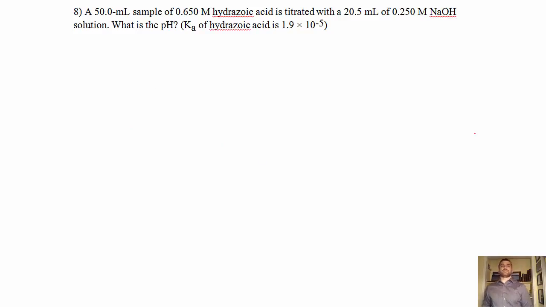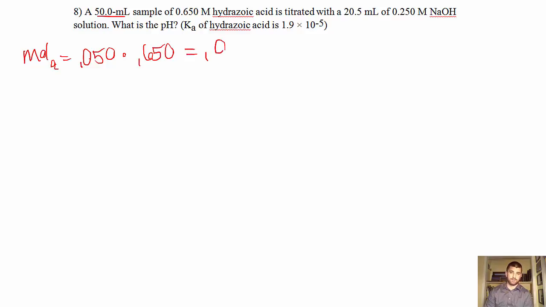A 50 milliliter sample of 0.650 molar hydrazoic acid is titrated with 20.5 milliliters of 0.25 molar NaOH solution. What is the pH? It gives you the Ka. So first question is, all right, which one do I have more of, acid or base? To figure that out, let me compare moles of the acid, which would be 0.050 liters, from here, times the molarity of the acid, which equals 0.0325.